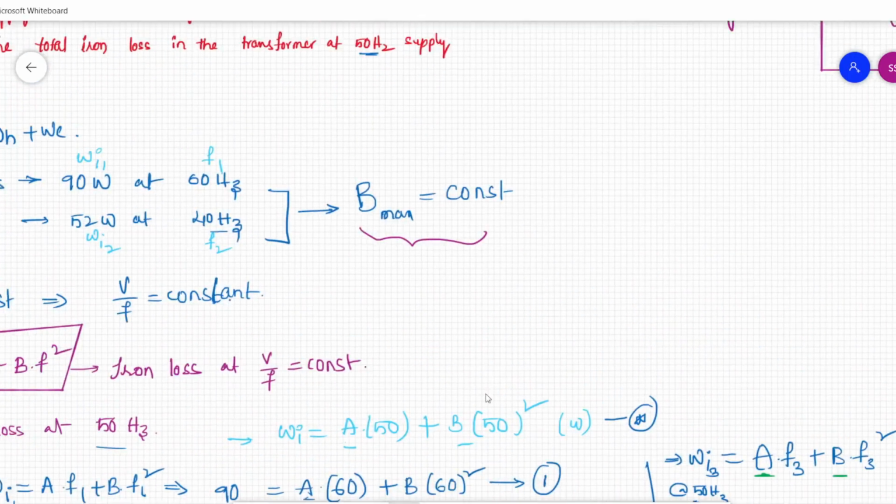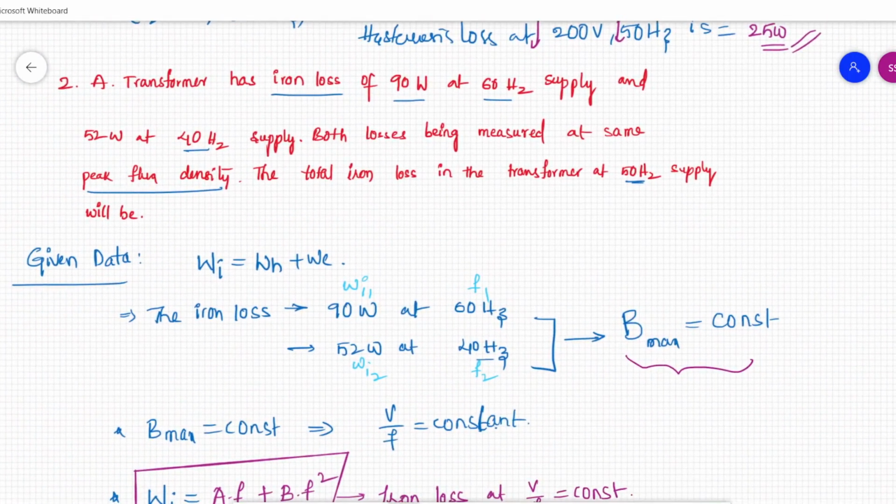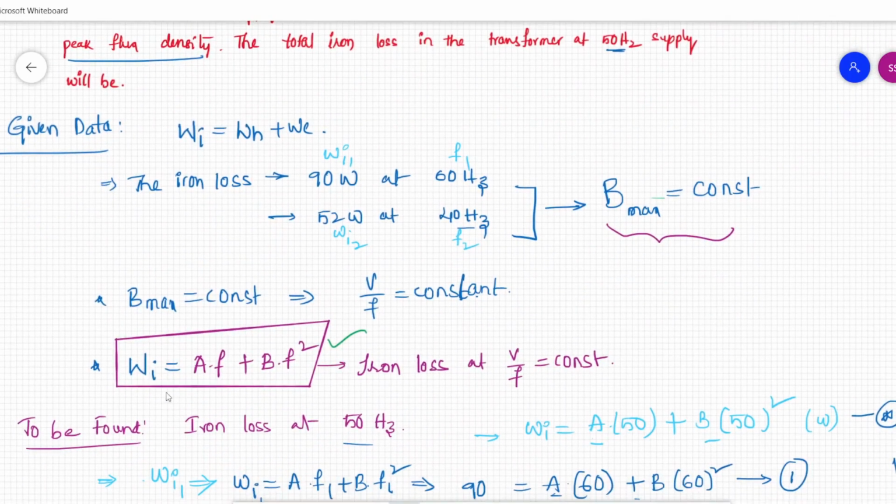You need to understand whether the given question has Bmax as constant, or the V by F ratio as constant. If it is constant, this expression will be applicable. If it is not constant, the expression for iron losses is: hysteresis loss is A into V1 power 1.6 into F power minus 0.6, plus eddy current loss is B into V1 square. So this is for when the V1 by F ratio is not maintained constant.